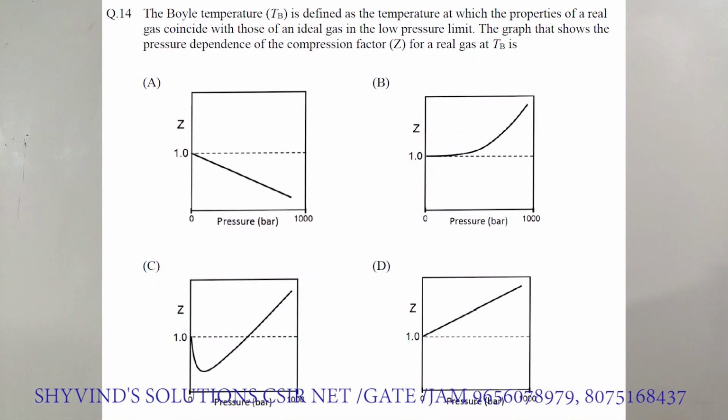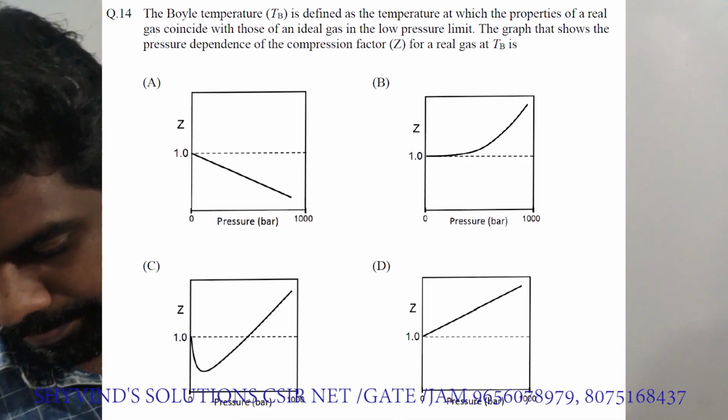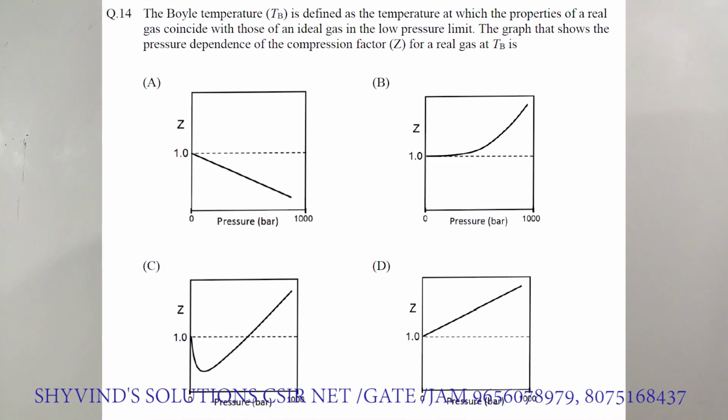Question number 14. The Boyle temperature TB is defined as the temperature at which the properties of a real gas coincide with those of an ideal gas in the lower pressure limit. The graph that shows the pressure dependence of the compression factor Z for a real gas at TB is. Okay, let's see how to solve this question.